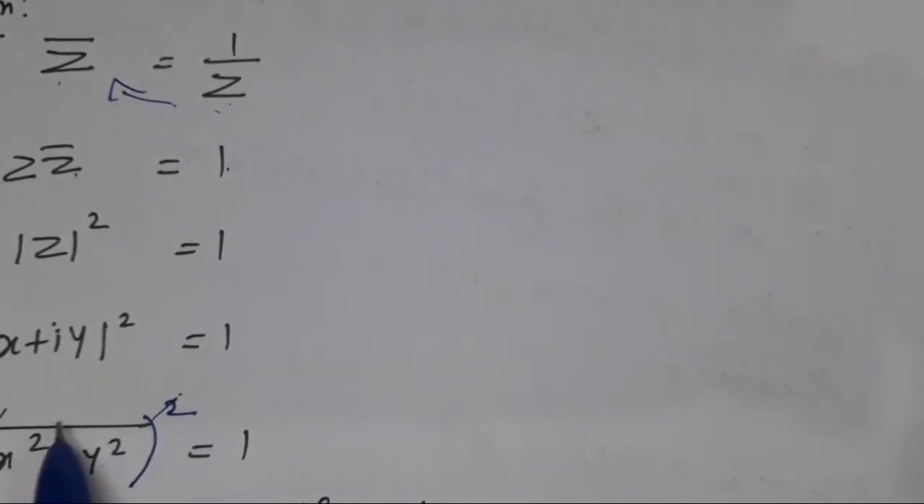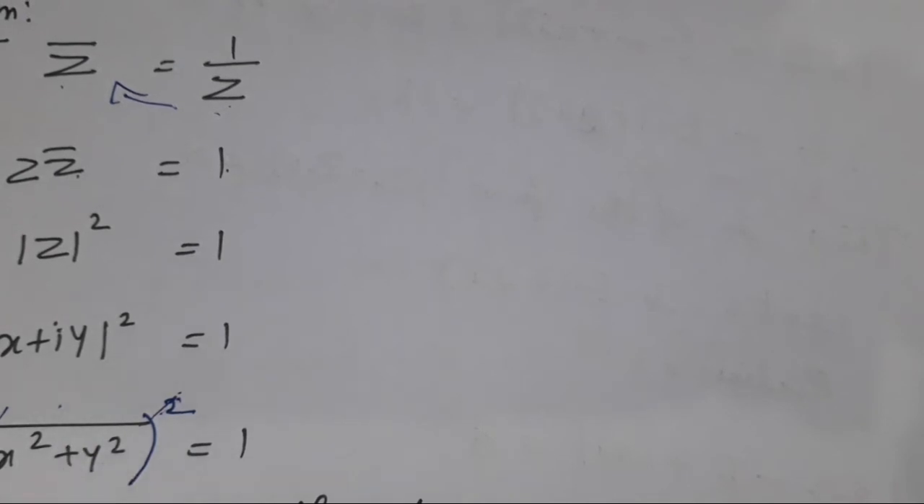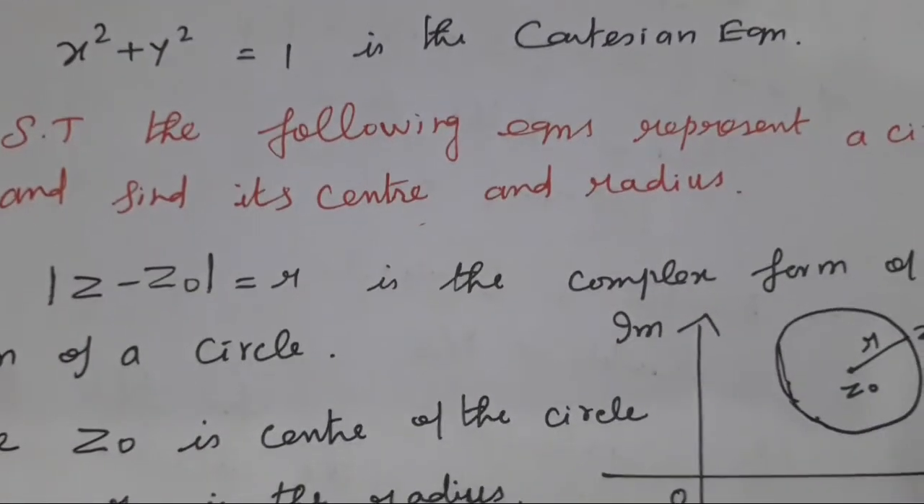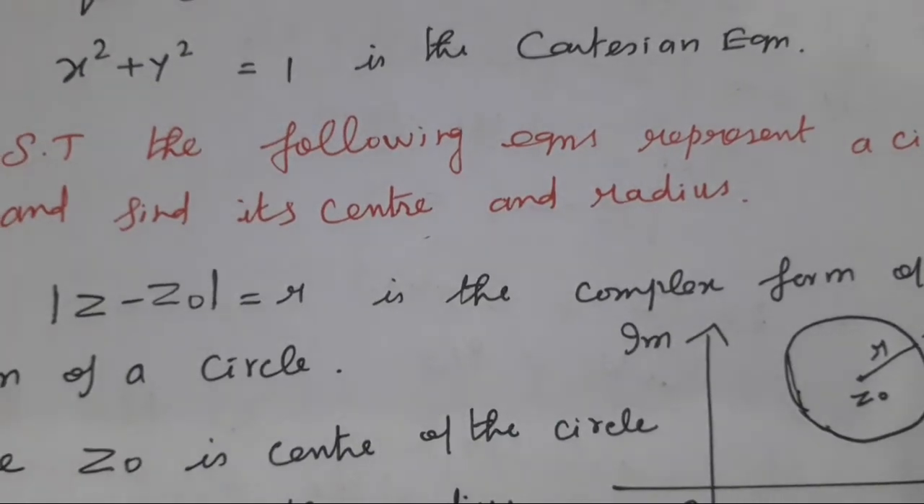If you take the squaring of the square root, the square root will be cancelled. Balance is what? X square plus Y square equal to 1. X square plus Y square equal to 1 is the Cartesian equation.